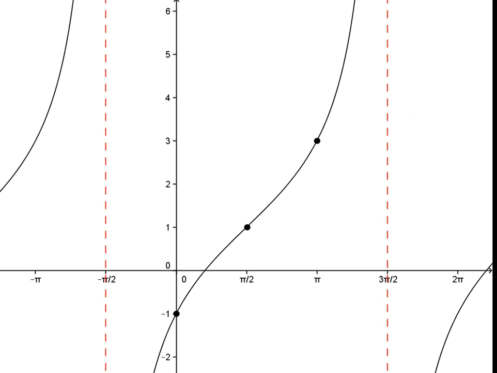Using my mathematical software, this is what my graph would look like. Now, if yours is not exactly perfect, that's fine, but this is what it should look like.